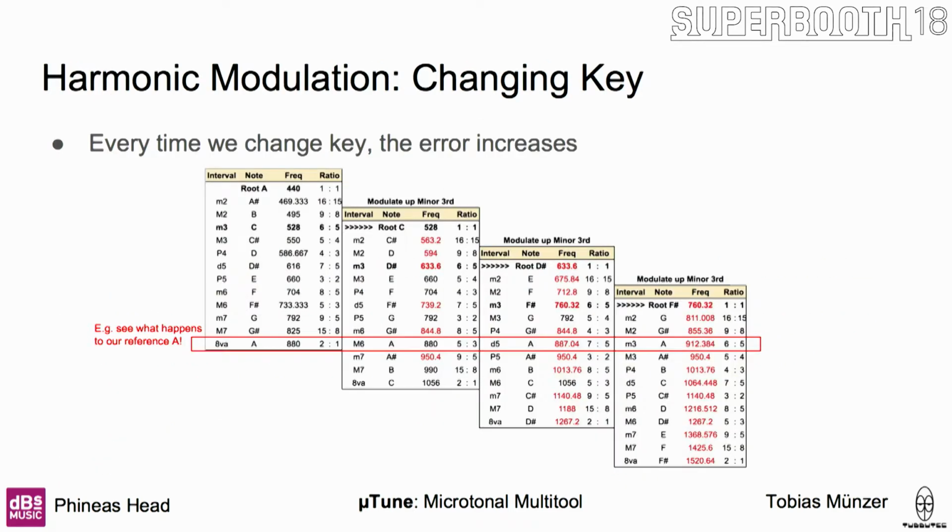Big problem. Now, this is even worse if you change key. So if you start in one key and you move to others, the offsets produce even more out of tune notes, because the errors multiply. So here I might start in C, and I'm going to modulate by a minor third up, and a minor third up again, and a minor third up again. And all of the red numbers are where it gets wronger and wronger and wronger.